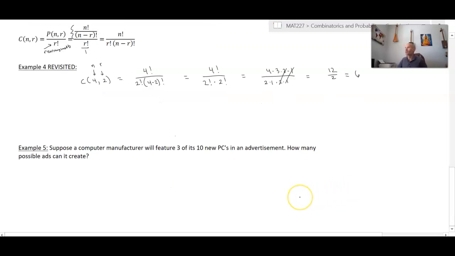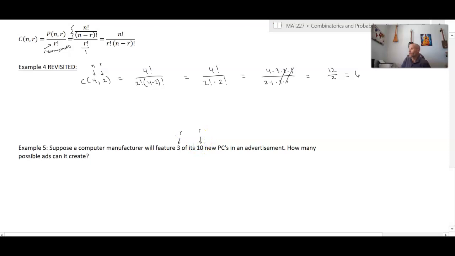Let's take a look at one more example. Suppose a computer manufacturer will feature 3 of its 10 new PCs in an advertisement. How many possible ads can it create? Well, we can probably agree that we're not going to feature the same PC twice, because that wouldn't be very helpful. We want to pick 3 different PCs to advertise. Maybe we don't want to pick more than that because it's just too much information, so we're going to pick 3 of the 10 PCs to advertise.